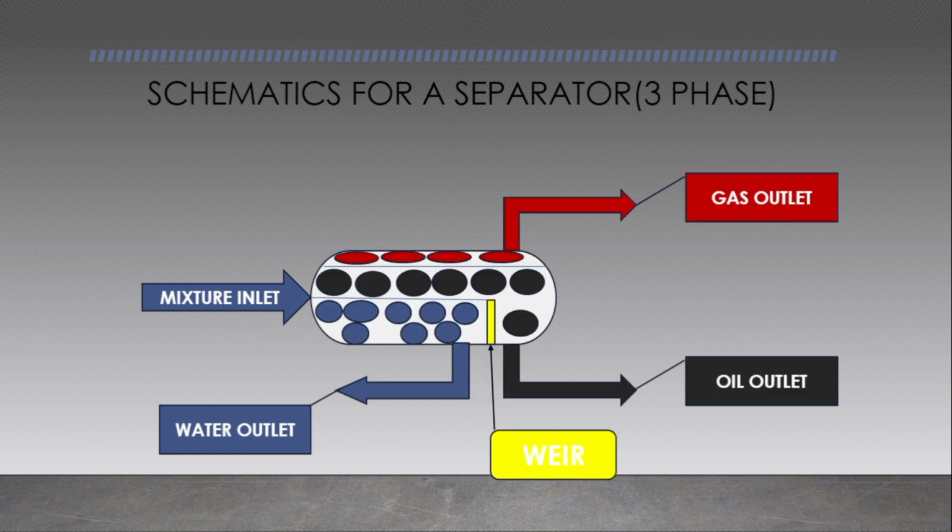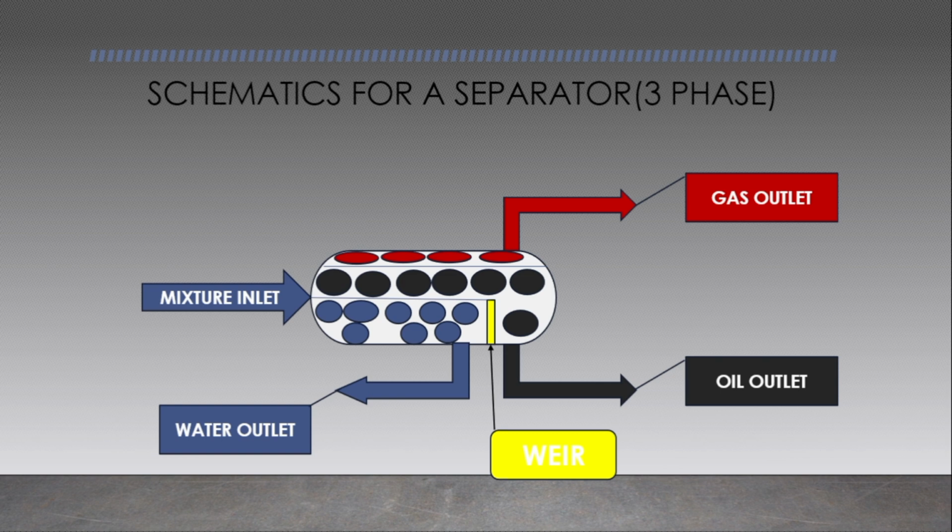For a more detailed schematic, this is what the 3-phase separator looks like in the process of separating a mixture of gas, oil, and water. You expect that the water follows the heavy liquid outlet, the oil follows the light liquid outlet, and the gas follows where it's supposed to, the gas outlet.